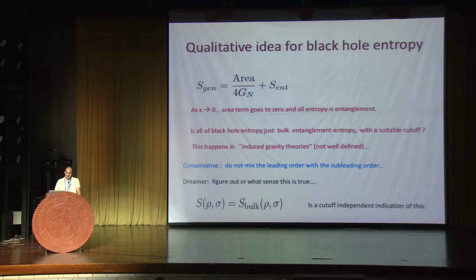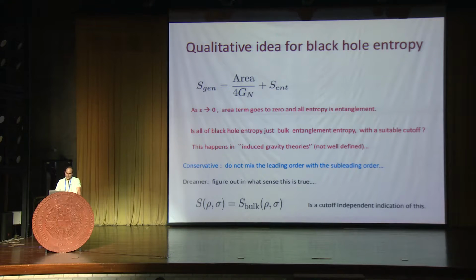So it is true that the entanglement entropy diverges, but we should never take the cutoff so small. We should always take the distance cutoff epsilon to be much bigger than the Planck scale, and then we never run into this issue. But of course, the dreamer might say, well, perhaps there is some sense in which this is true, and maybe there is a way to define the theory so that this is true.